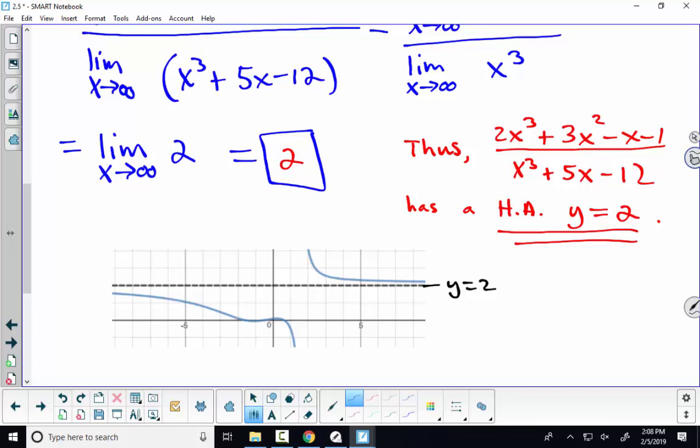Still have any questions on this? And since this is a rational function, if someone asks me to compute the limit as x approaches negative infinity, I can just say it's also 2. But that's only applicable on a rational function.